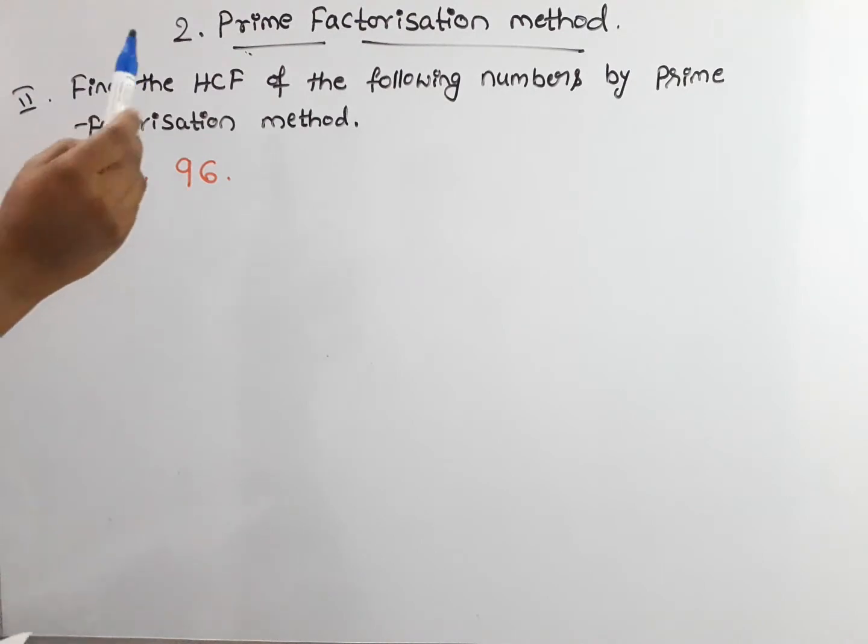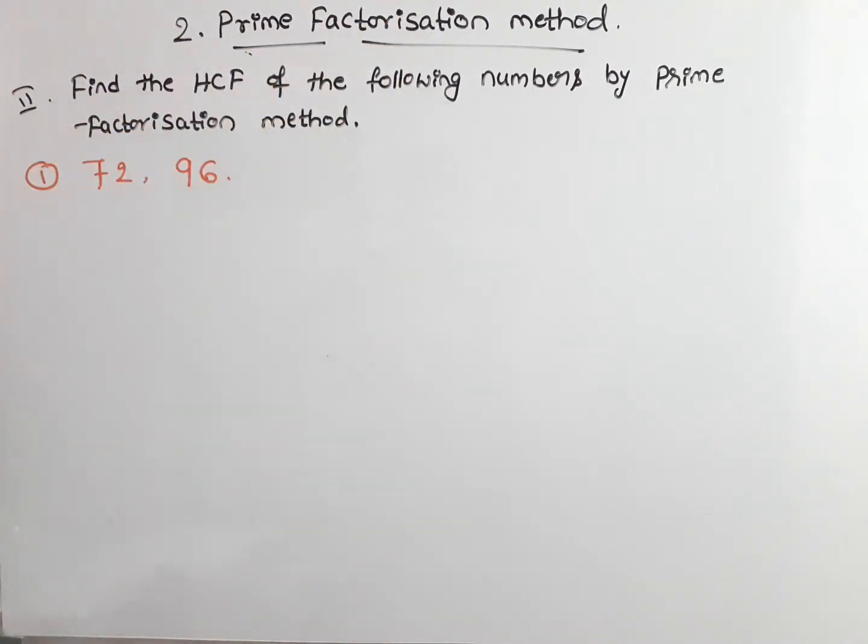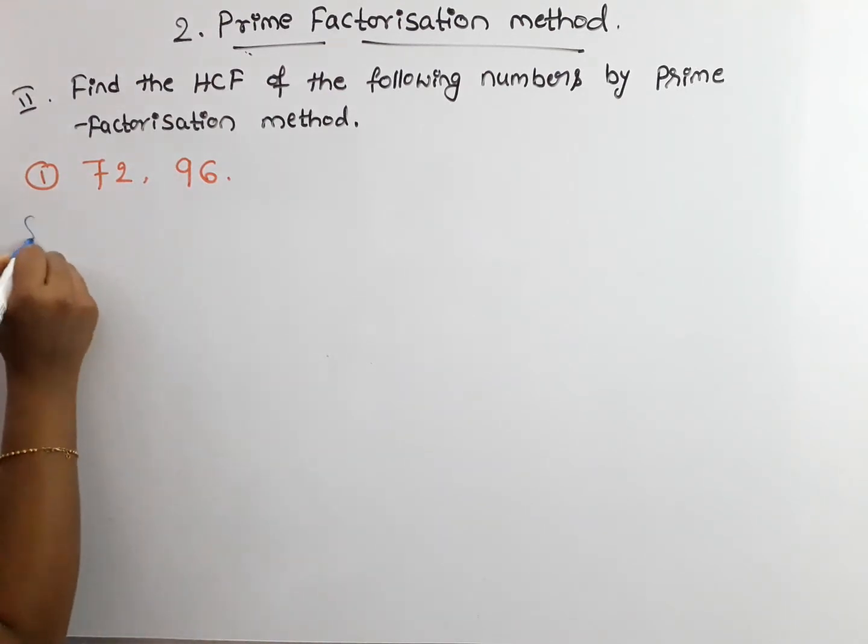Now we will discuss the second method, the prime factorization method. Find the HCF of 72 and 96 by the prime factorization method. In this method, first we need to find the prime factors of these two numbers. First, we have to divide with the smallest prime number.